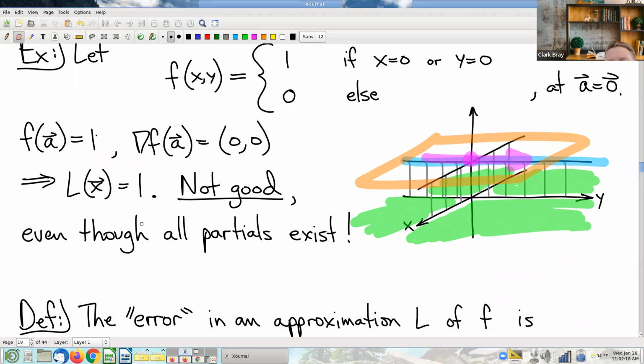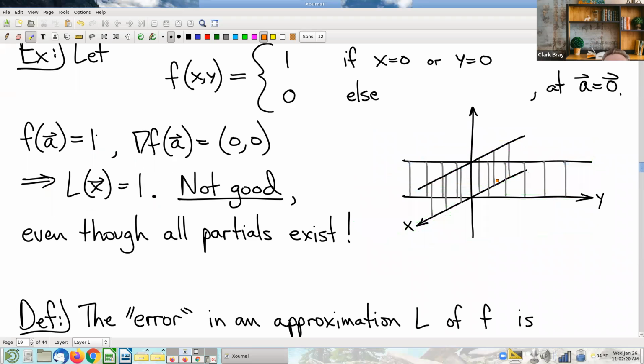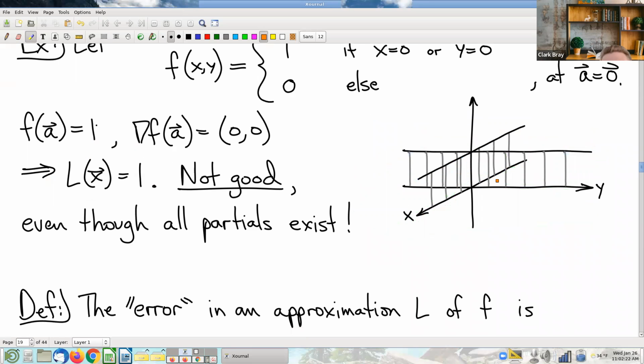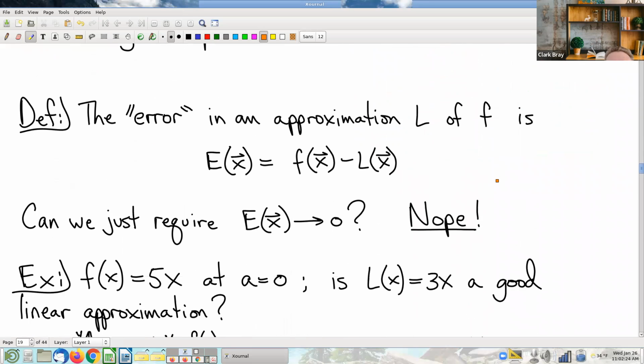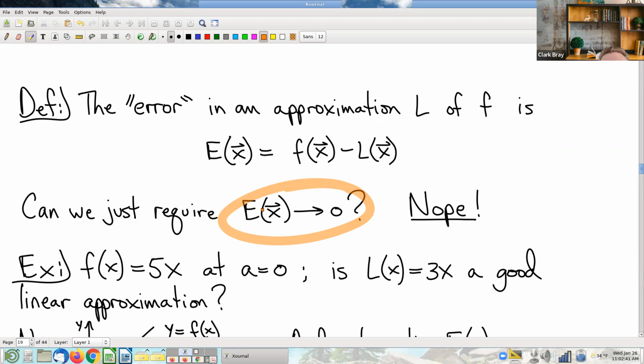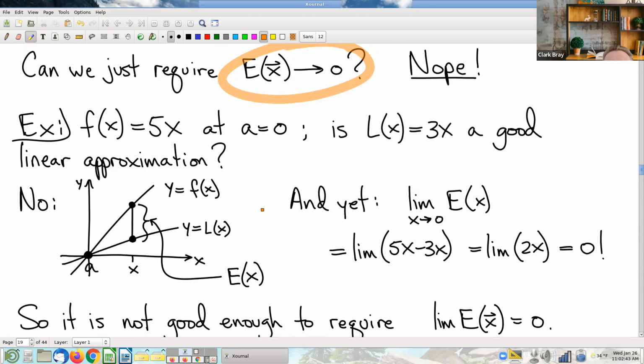Okay, so how are we gonna deal with this? One thing you can do is ask, what's the error? The difference between the actual value and your linear estimate of the value, and ask, how about if I just require that the error go to 0? If the error is approaching 0, surely that's a good approximation. But I want to point out that no, that's actually not a very good approximation.